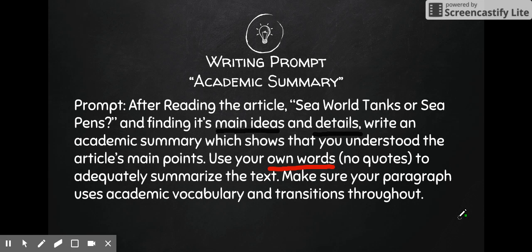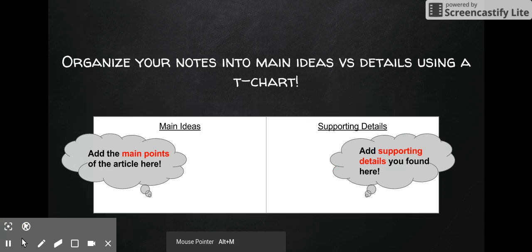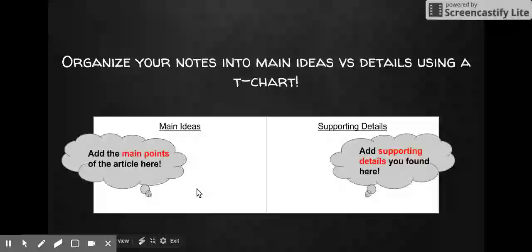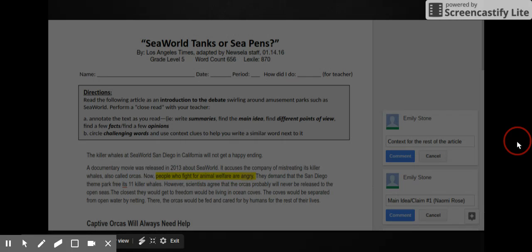Now, what you'll be doing is organizing your notes from the article, the notes that we wrote on the 4 different chunks. You're going to have your main ideas in this section and your supporting details here. So you will be creating a T-chart. I'll show you right here when you look at this next slide.